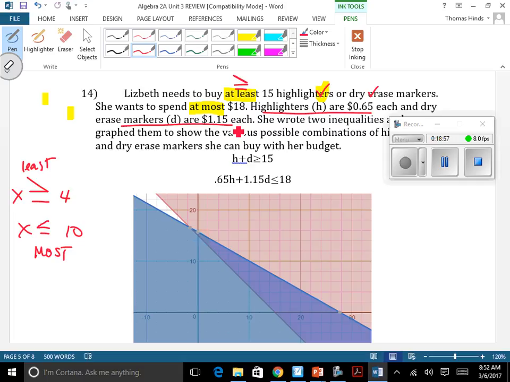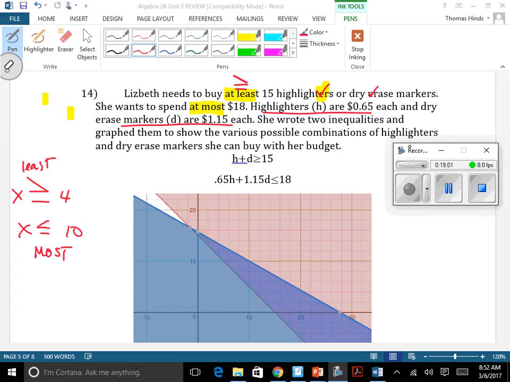Here comes. She wrote 2 inequalities and graphed them to show the various possible combinations of highlighters and dry erase markers she can buy with her budget. Here's what they gave you. Let's imagine we were building it. Here's what we normally do if we were building it.